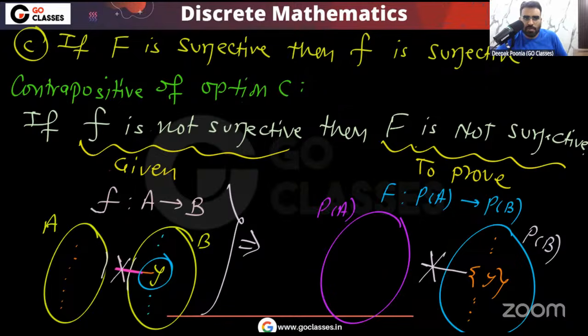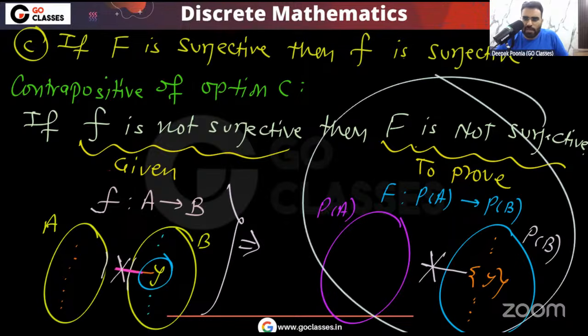We are assuming, or I can say, it is given to us that small f is not surjective. In the contrapositive, it is given that small f is not surjective. So there is at least one element y in the codomain of small f which has no pre-image. Means in small f, there is no element of the domain A which is mapping to this element y. Correct? So from here you can easily see what will happen in the capital F.